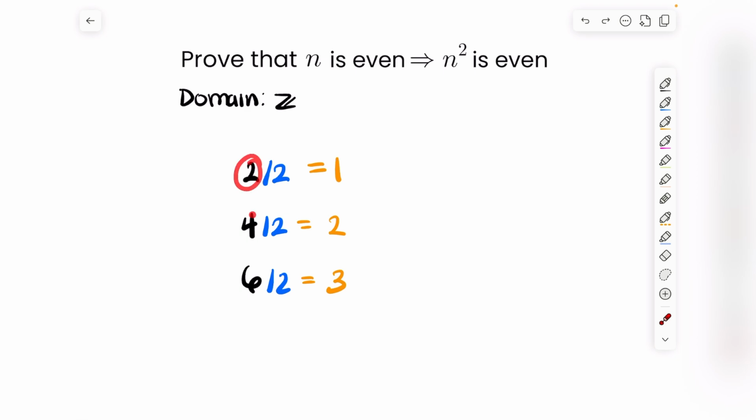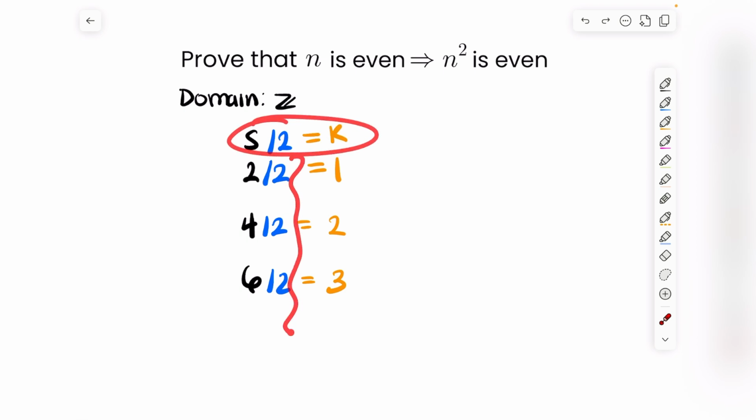Well, you can say, these are my even numbers. I can represent an even number with a variable. I'm just going to represent it with s. And then how do I know s is even? Because I can divide it by 2. And when I divide an even number by 2, I get another integer. And how can we represent these integers instead of writing what they are? We can represent them with another variable. Let's say k. Now we have a general description of what's happening here.